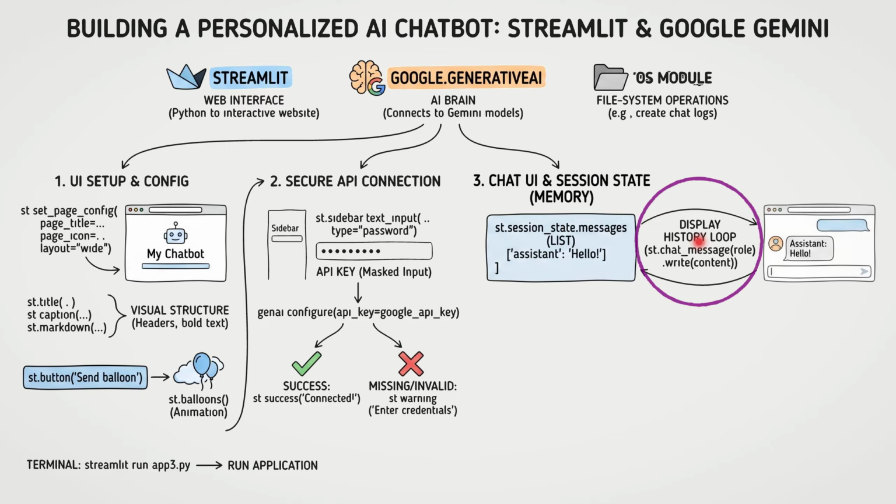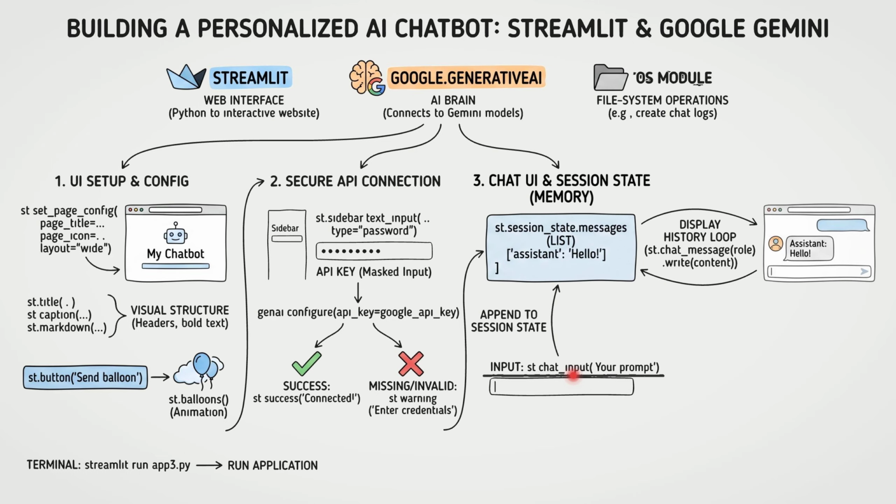For new interactions, we provide an input box at the bottom. When a user types a prompt, it is immediately appended to the session state, so it becomes a part of the visible history. Finally, in step 4, we actually connect to the Gemini model.